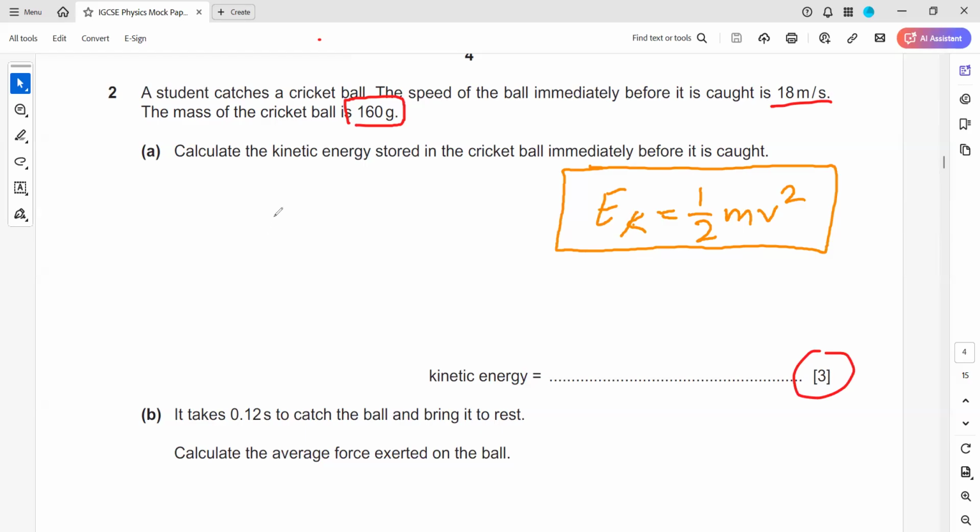So kinetic energy is half mv square. So we will put half. The mass is in gram, so we'll convert into kilogram, divide by 1000. So 0.16. And the speed is 18 square. So half mv square will give us the kinetic energy in joules.